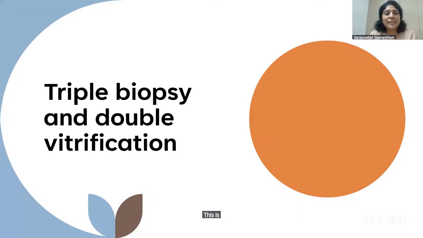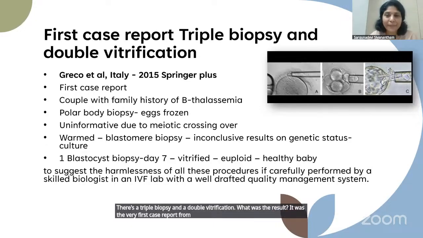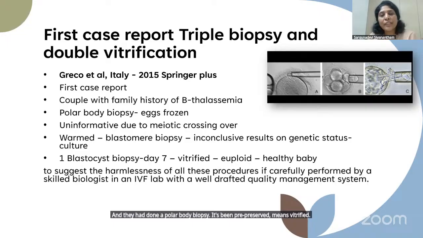This is the last paper I wanted to show you. This is quite interesting. It was a triple biopsy and a double vitrification. What was the result? It was the very first case report, from 2015 from Italy. They had a couple coming to them with a family history of beta thalassemia. They had done a polar body biopsy, eggs being cryopreserved, meaning vitrified. There was meiotic crossing over, and there was no information found from the polar body biopsy.